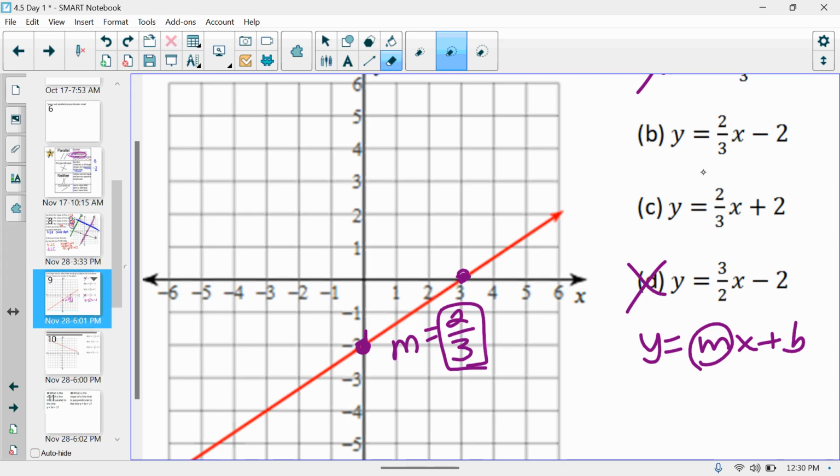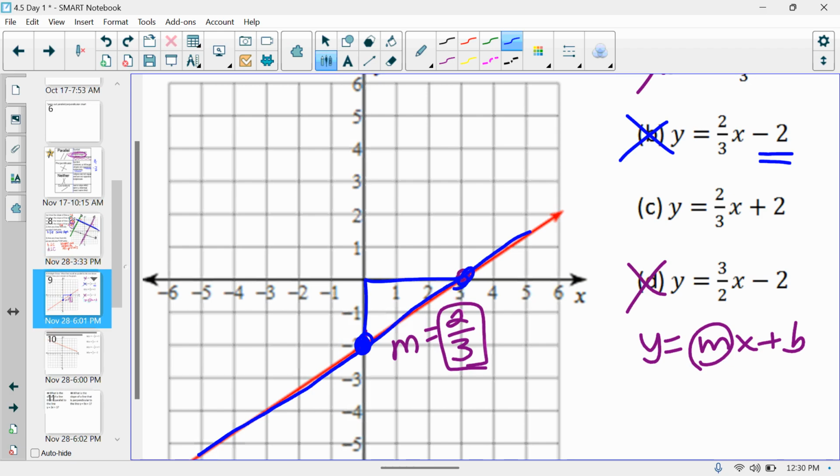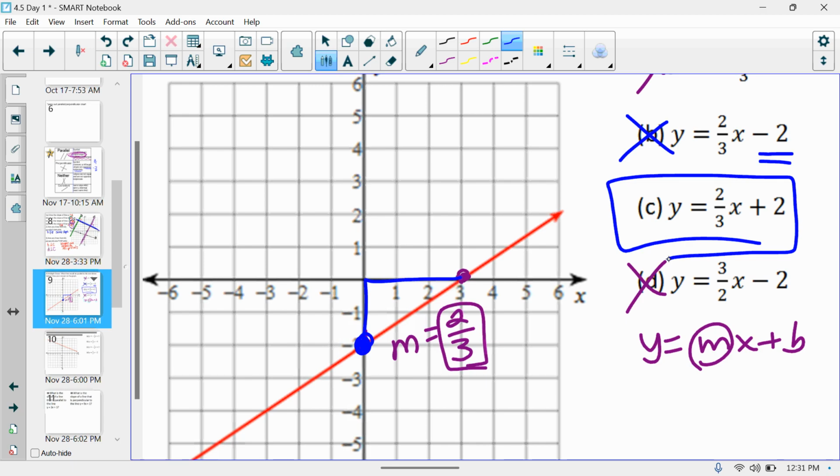Yes. So guys, I don't want to pick this one because watch what happens if I graph this line. It has a y-intercept of -2 and a slope of 2 over 3, which means it's the exact same line. It would be on top of it. That's called coincident. We don't want it to be coincident. We want it to be parallel. So it must be this one, but let's graph it to see.